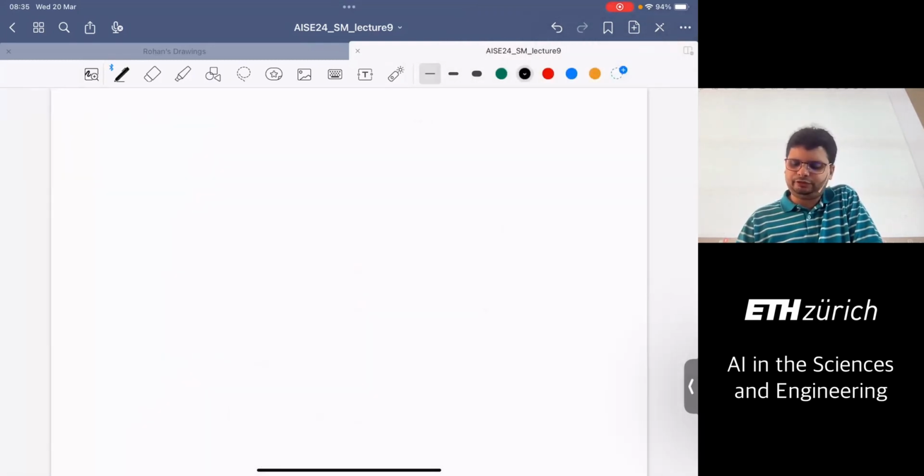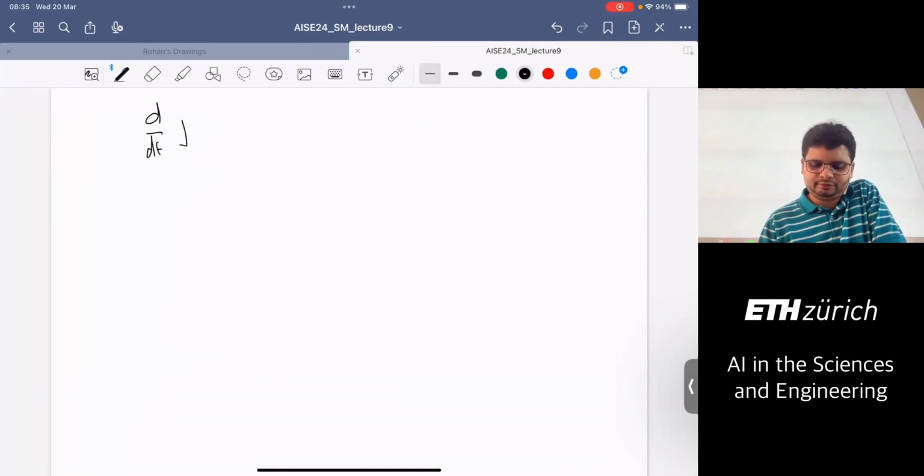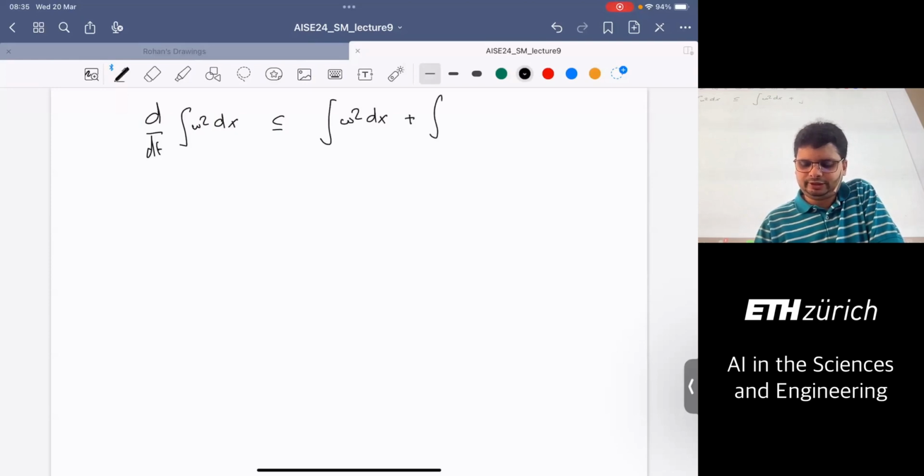This is just some rough work. So what did we have? We have d/dt of the integral of W squared dx is less than or equal to the integral of W squared dx plus the integral of R squared dx. And then you have something called Grönwall's inequality.